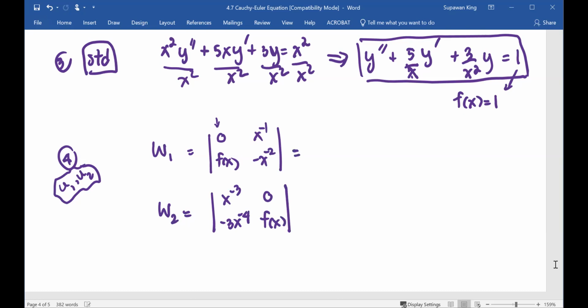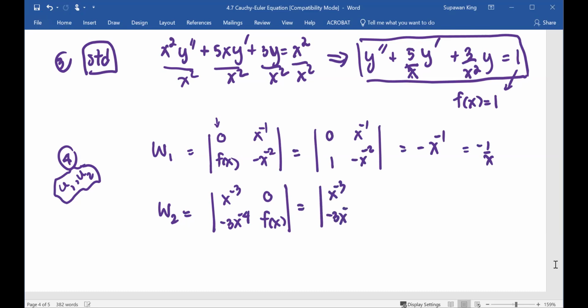Determinant is nice when you have 0. So crossway down, 0, crossway up. Let me replace it, since f of x is 1. So we get negative x to the negative first, or negative 1 over x. Let's see which form is more convenient for the next step. And then for the W2, x to the negative third, negative 3, x to the negative fourth, 0, 1, equals, determinant going to be x to the negative third, or 1 over x to the third power.